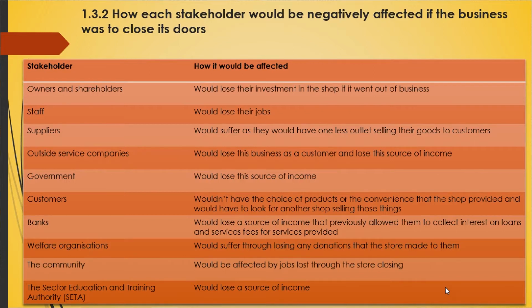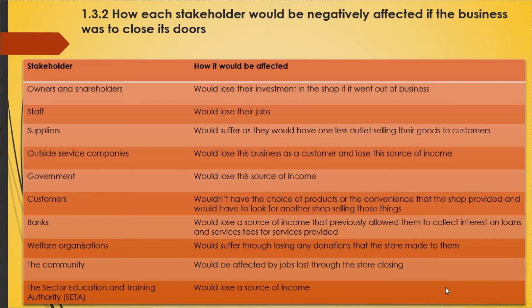Then the next one, outside service companies. With outside service companies, they would lose this business as a customer, and they would also lose their source of income, which is equally applicable to suppliers. And then the government. In the previous lesson, we mentioned that the main source of revenue for the government is tax. And we also mentioned that the more profits the business makes, the more tax it would be able to pay. So if a business was to close down, it means that the government would lose their source of income from this particular business.